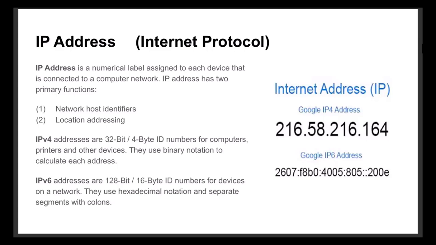The other type of IP address is IP version 6. This is an addressing scheme that uses hexadecimal notation. If you remember, hexadecimal notation is when we use the integers 0 through 9, as well as the letters A through F for numerical values 10 through 15.